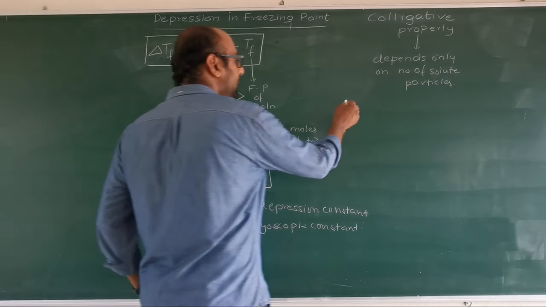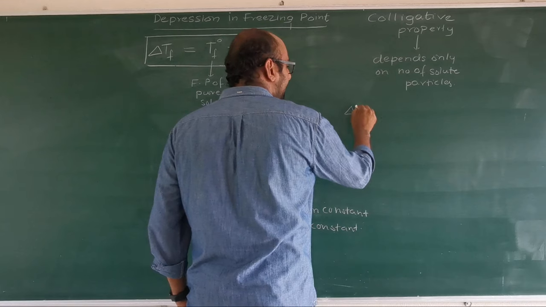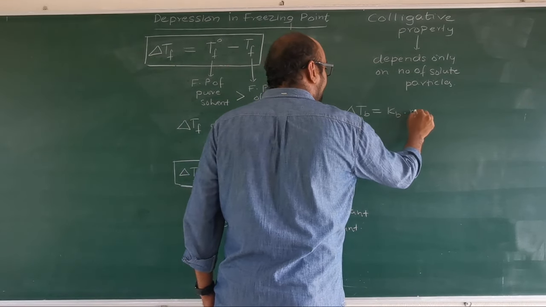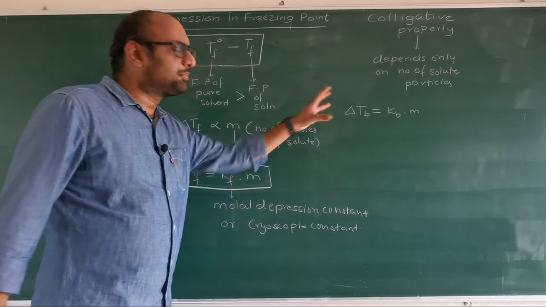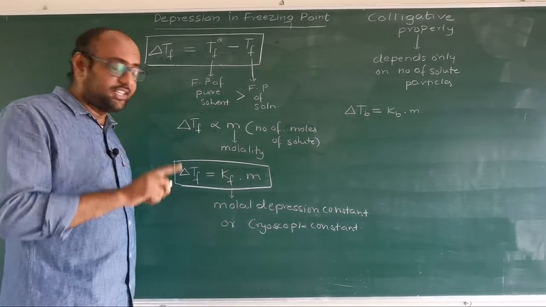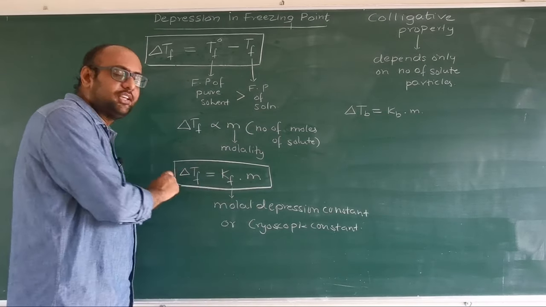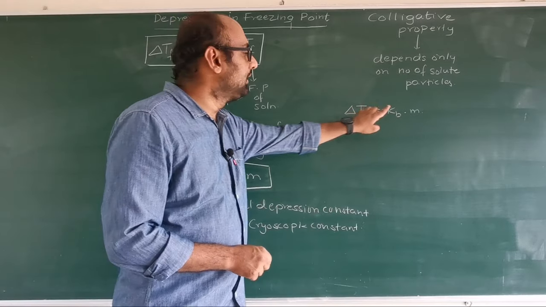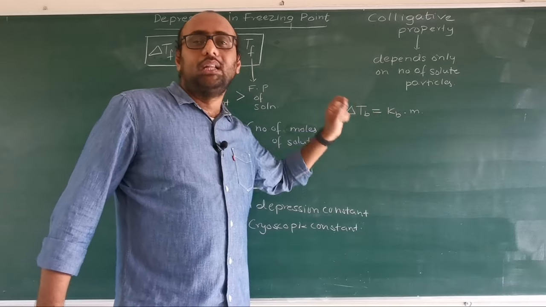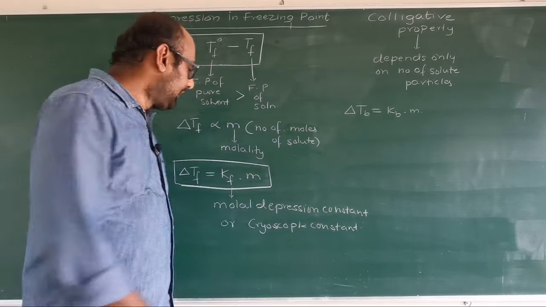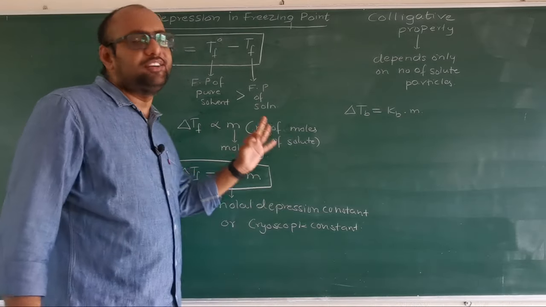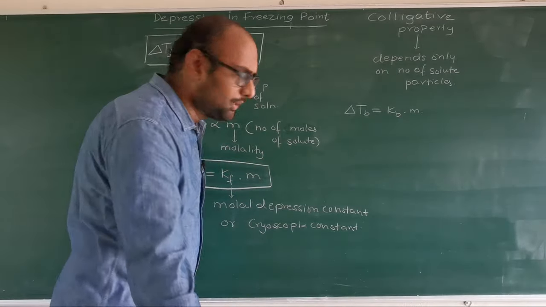Yesterday you studied about elevation in boiling point. You studied that delta Tb is equal to Kb multiplied by molality. Both expressions are exactly similar. The only difference is here you are considering freezing point, and here you are considering boiling point. Here Kb is known as molar elevation constant, and Kf is called molar depression constant. That is the only difference. Otherwise, both are almost similar.